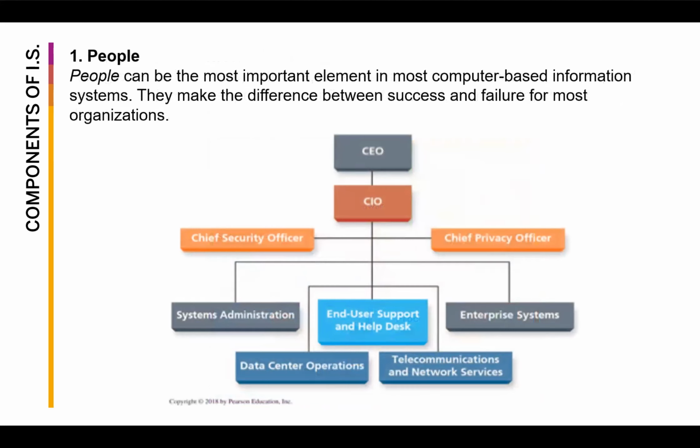From the people side, it is the most important, or can be the most important element in a computer-based information system, because even if we have the system in place, if there are no people running it, it will not run by itself. Unless of course they are automated systems, which are more of the advanced capabilities of technology today. But for now, for most information systems, we still need people to run them, to implement them, to manage them, and to track their performance.